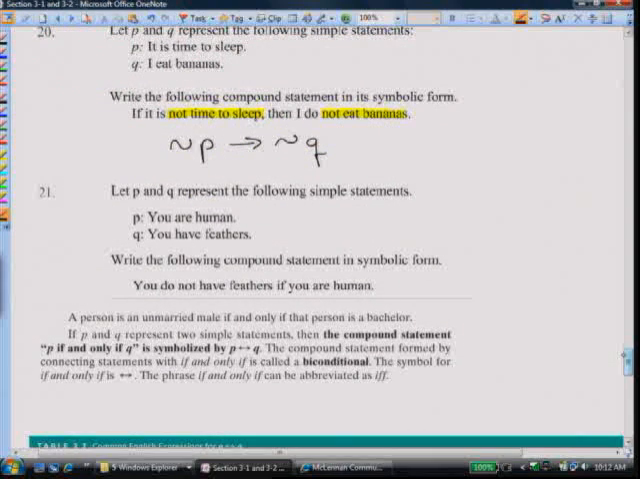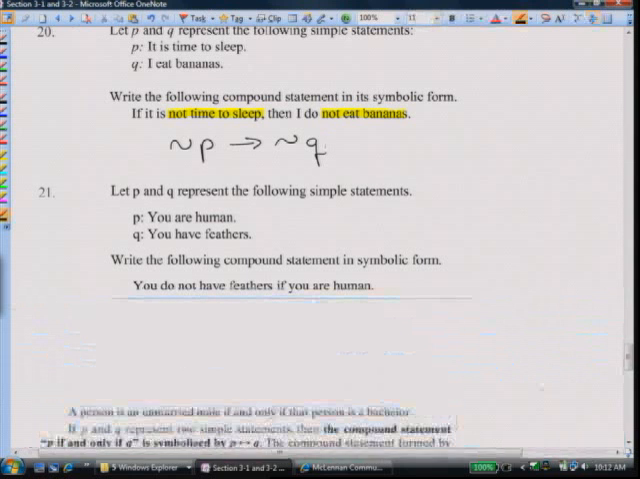Okay, let P and Q represent the following simple statements. P: you are human. Q: you have feathers. Write the following compound statement in symbolic form: you do not have feathers if you are not human. Okay, so we are negating the have feathers, which is Q. If you are human, that's your P. So P implies not Q. Is everybody okay with that?